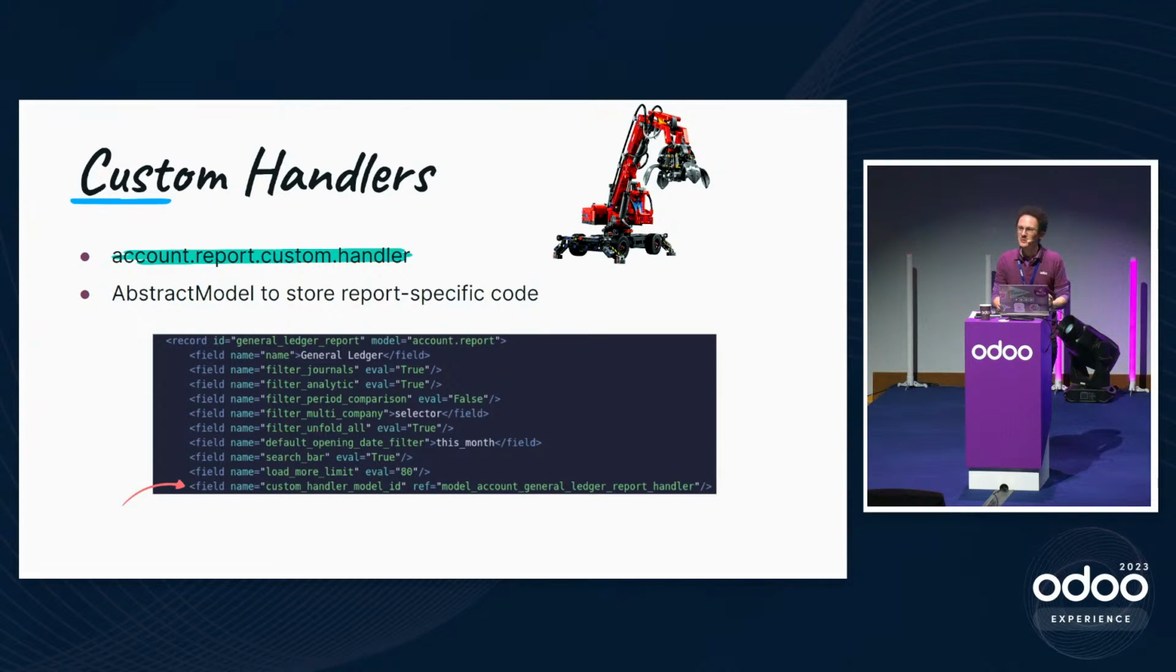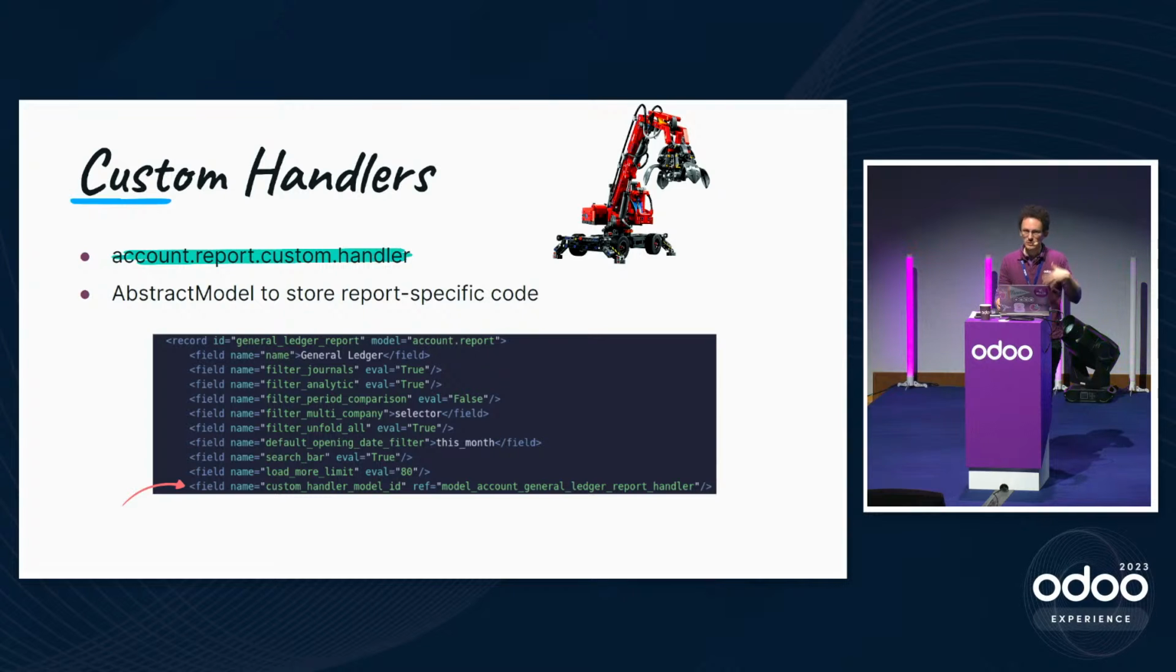So what we wanted to do when we refactored the model of the report, in 16 there, we wanted to group all the custom code in a single place. So that's what the custom handlers are doing. The account report custom handler is an abstract model. This abstract model is designed to contain all the custom code of one dedicated report.